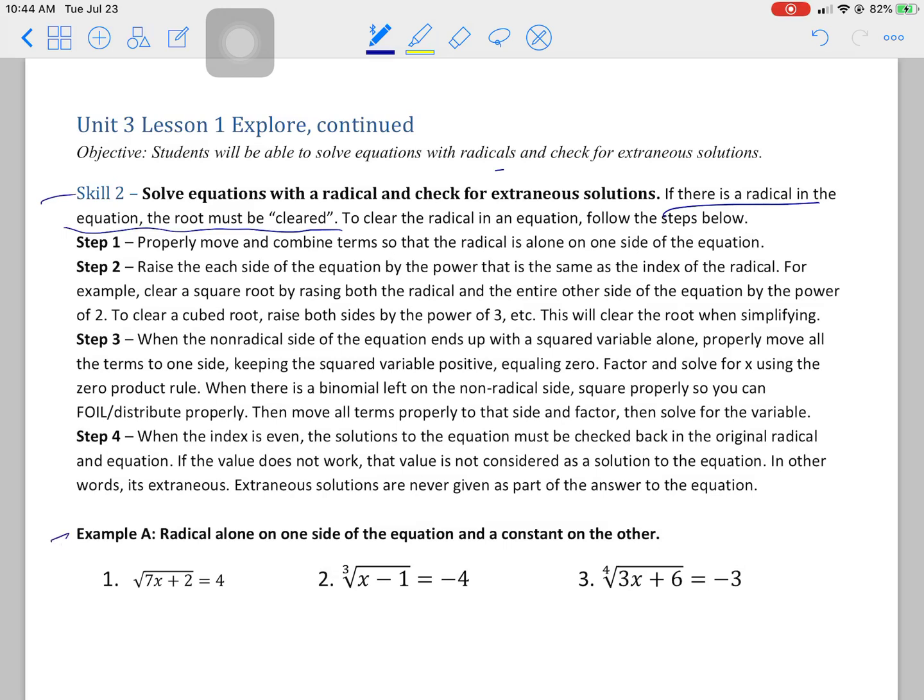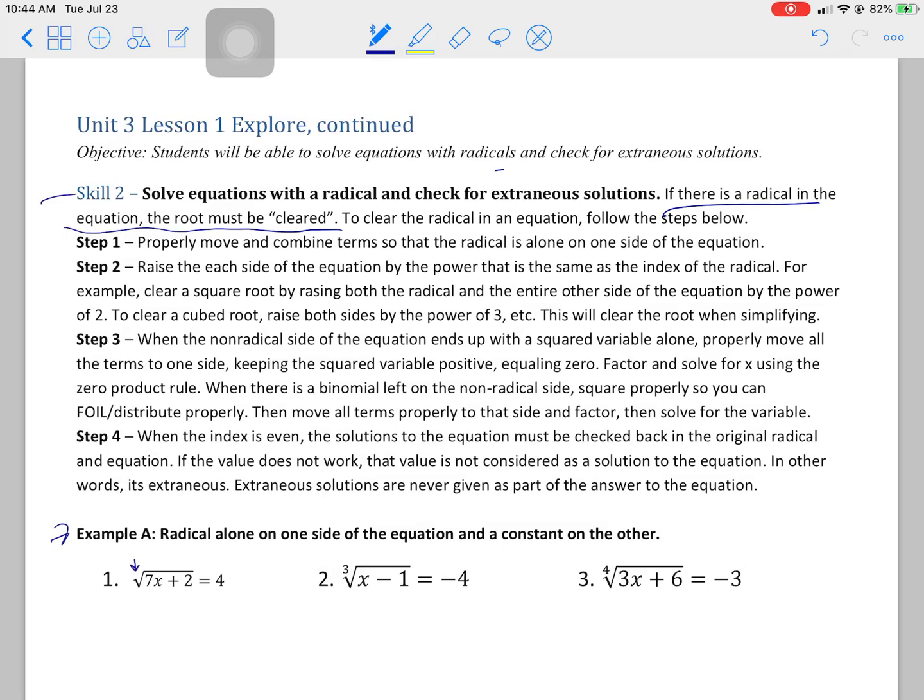All right, so look at example A here. The radical is alone on one side of the equation. That's already done for you in the first one, so we can practice, okay? Step 2, raise each side of the equation by the power that is the same as the index of the radical. All right, so look at number 1.